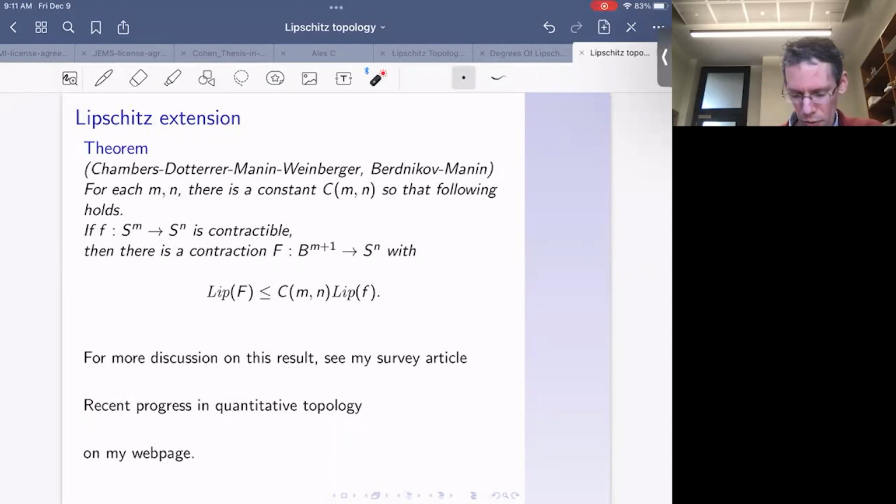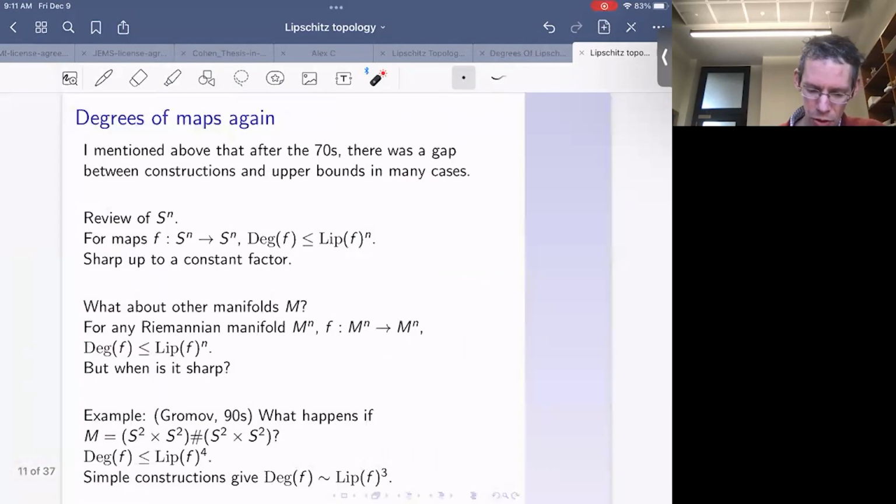Okay, and so the ideas and techniques of this led to some further improvements on the questions I was talking about at the beginning. So I mentioned that after the 70s, for a lot of problems that we were talking about, there's a gap between the constructions and the upper bounds. Okay, so remember that for maps from Sn to itself, the degree is bounded by the Lipschitz constant to the n, and that one is sharp up to a constant factor.